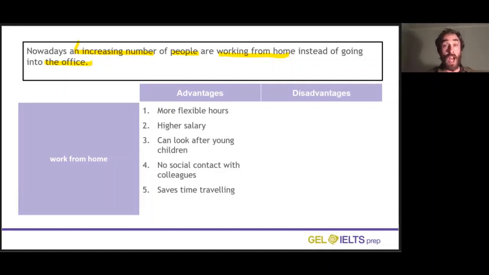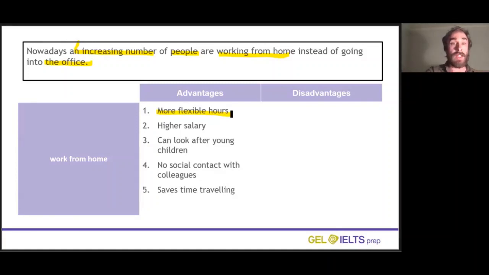So the relevant advantage arguments here are more flexible hours. So if you don't have to go into an office, you can choose when you want to work. Number 2, higher salary. I don't think there's anything to support this. Working from home doesn't necessarily give you a higher salary than working at the office. So this would not be a good argument unless you could somehow justify it.